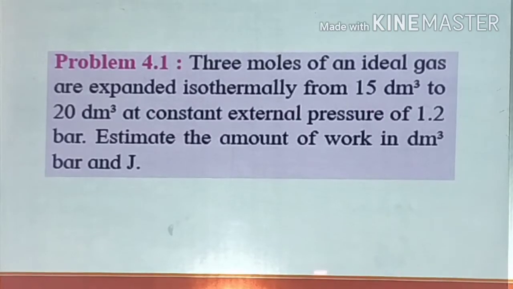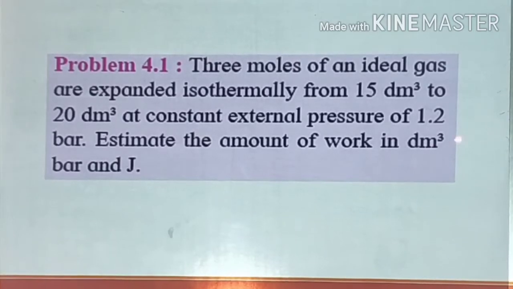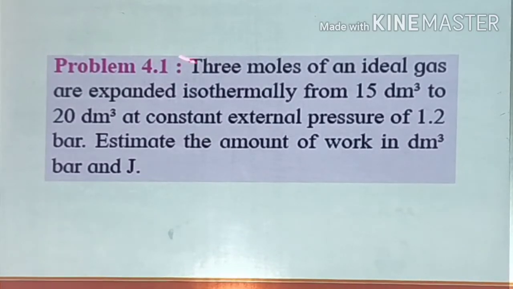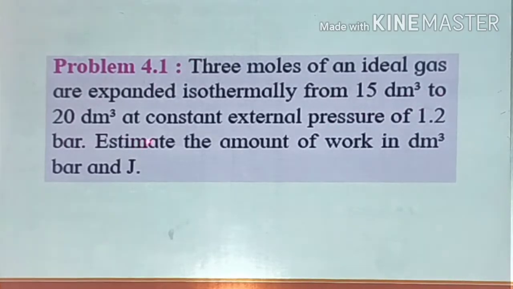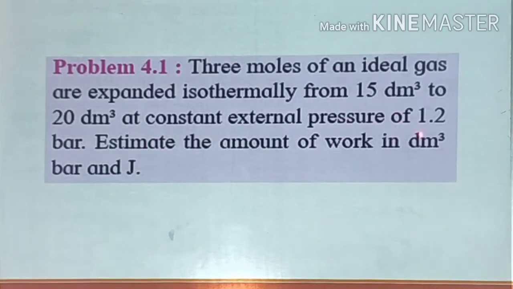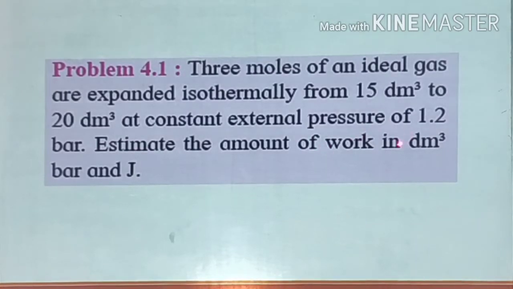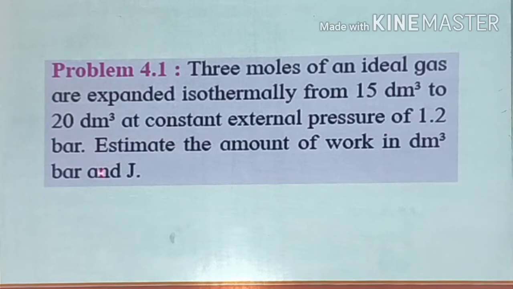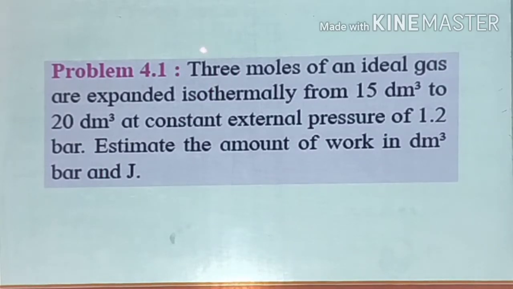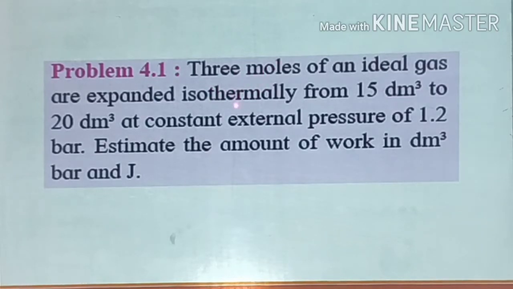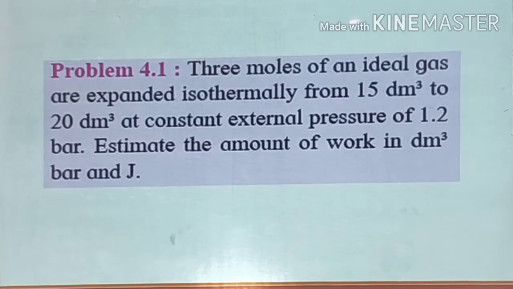Let us solve simple numericals based on pressure volume type of work. See the first numerical. 3 moles of an ideal gas are expanded isothermally from 15 dm cube to 20 dm cube at constant external pressure of 1.2 bar. Estimate the amount of work in dm cube bar and joules. So in this problem, the number of moles of an ideal gas is given, which is 3 moles. Children, to calculate pressure volume type of work, we do not need the number of moles. Even though it is given, let us neglect the number of moles.